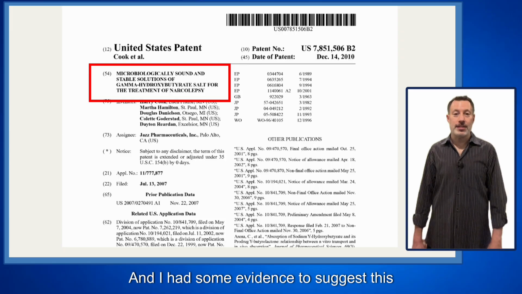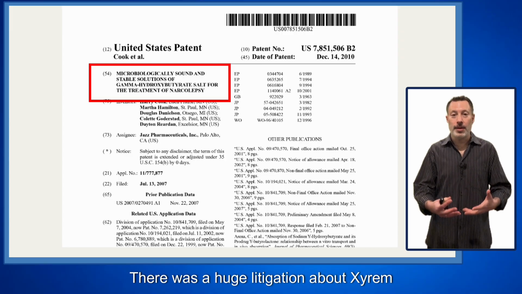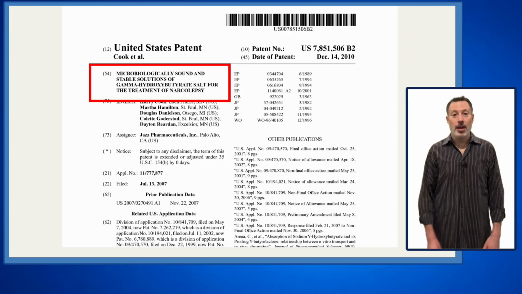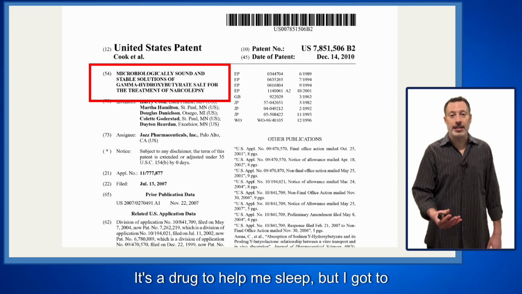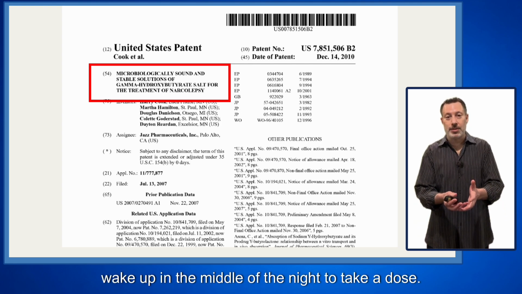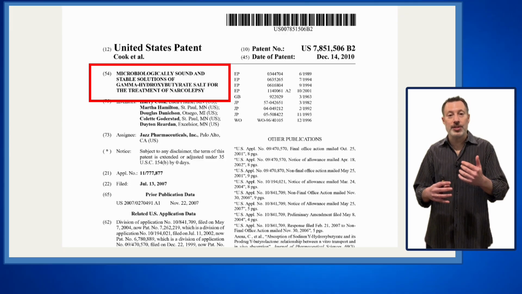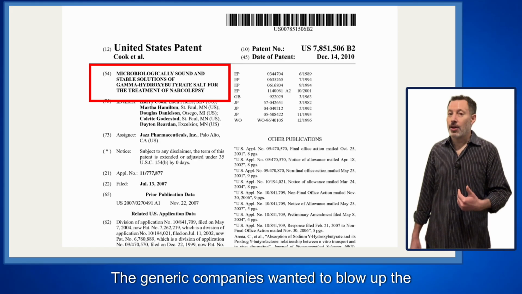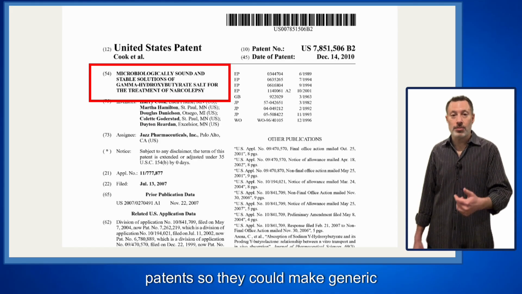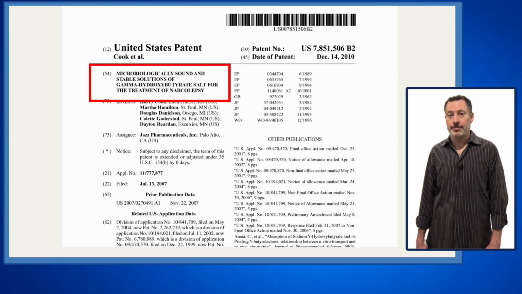And I had some evidence to suggest this really helped with a wide range of sleep-related challenges. There's a huge litigation about Xyrem because it was a blockbuster drug, which again is shocking to me because it seems so imperfect. It's a drug to help me sleep and I got to wake up in the middle of the night to take a dose. But it was a blockbuster drug. A lot of other companies wanted to make generic versions of the drug, and so there was a fight about the patents. The generic companies wanted to blow up the patents so they could make generic versions. And this is one of the patents that was litigated.